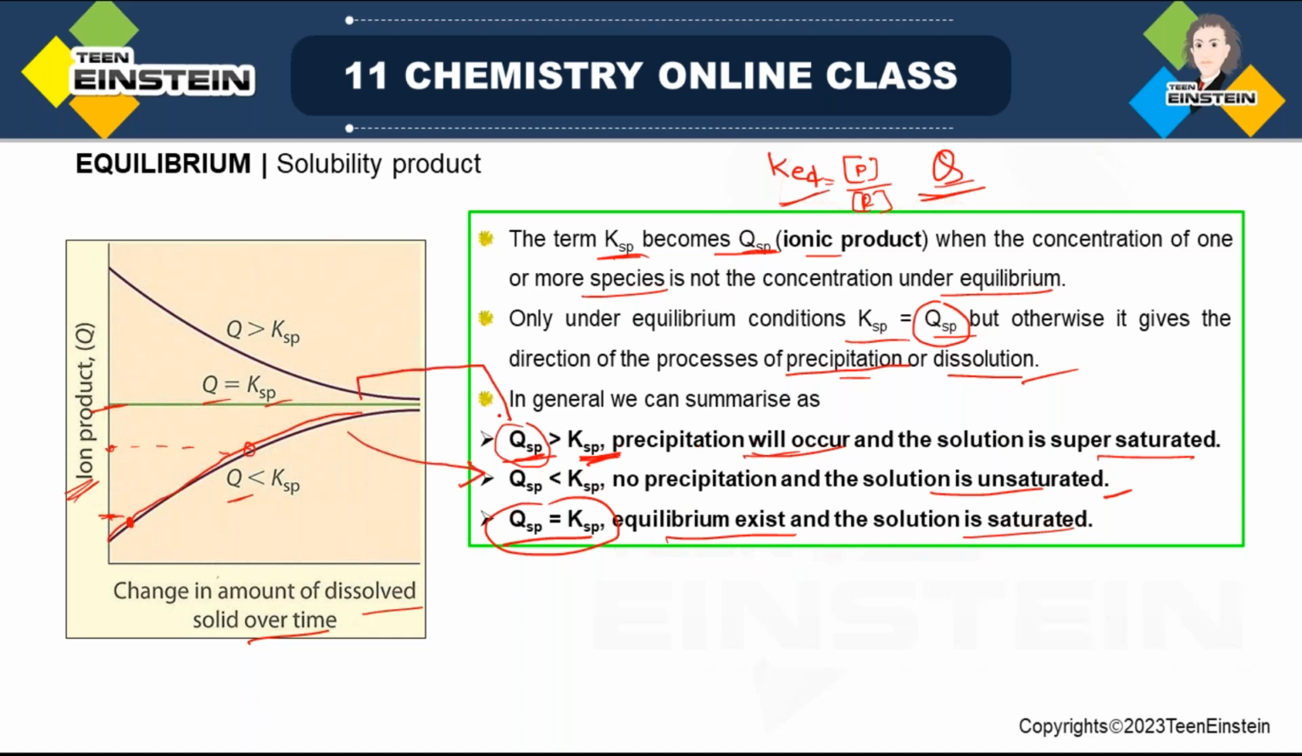And the first line is Qsp greater than Ksp. That means with time, the change in amount of dissolved solid will decrease, right? The ionic product is already greater than Ksp, so it will change itself in such a way that ultimately it becomes equal to Ksp. So this is the pictorial representation of ionic product.